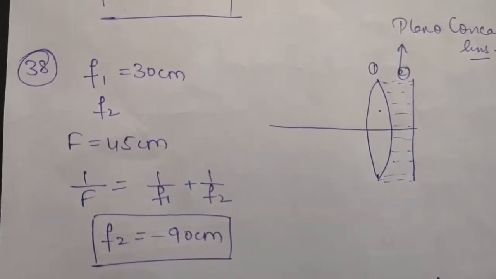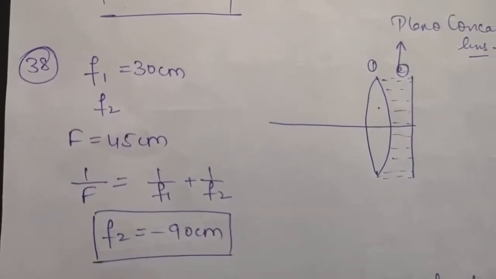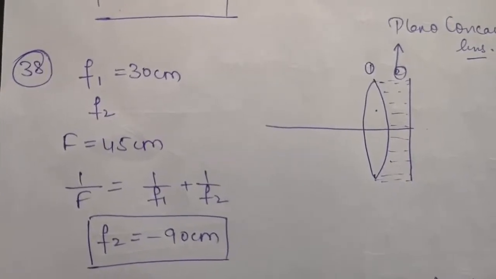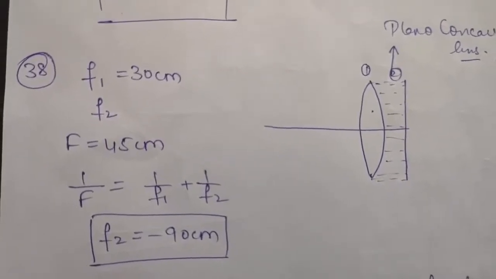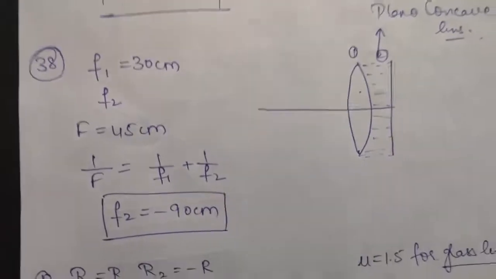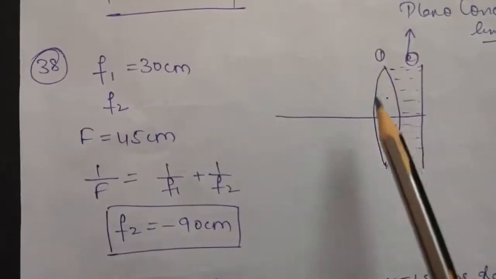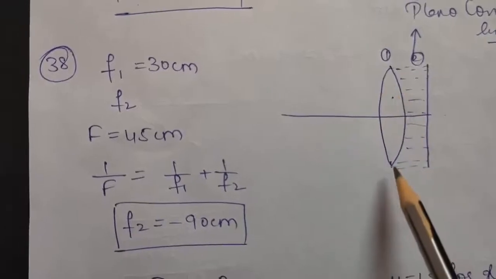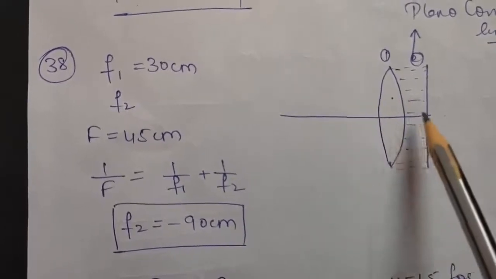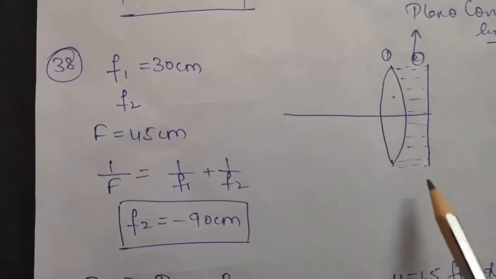The distance of the needle from the lens is measured to be 45 centimeters. The liquid is removed and the experiment is repeated. The new distance is measured to be 30 centimeters. What is the refractive index of the liquid?